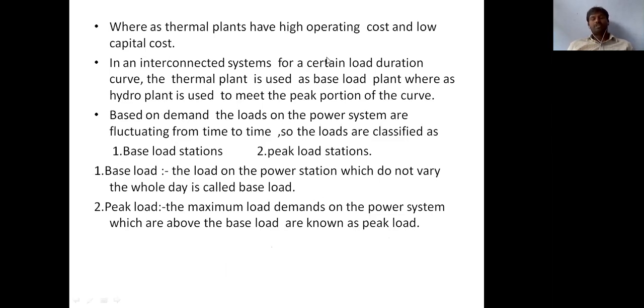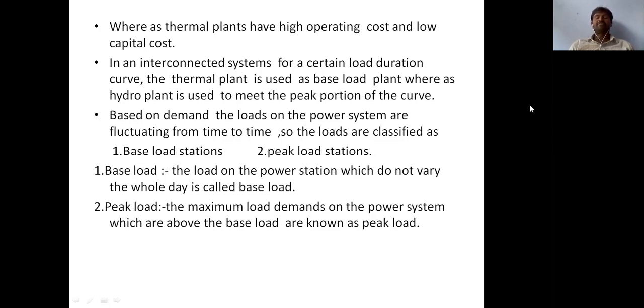In an interconnected system, on the load duration curve, the thermal plant is used as a base load plant, whereas the hydro plant is used to meet the peak portion of the curve. Based on the demands, the loads on the power system fluctuate from time to time. So loads are classified into base load stations and peak load stations. The operating cost of thermal power plant can be minimized by generating power through the hydro plant for a given period of time when the water is available.